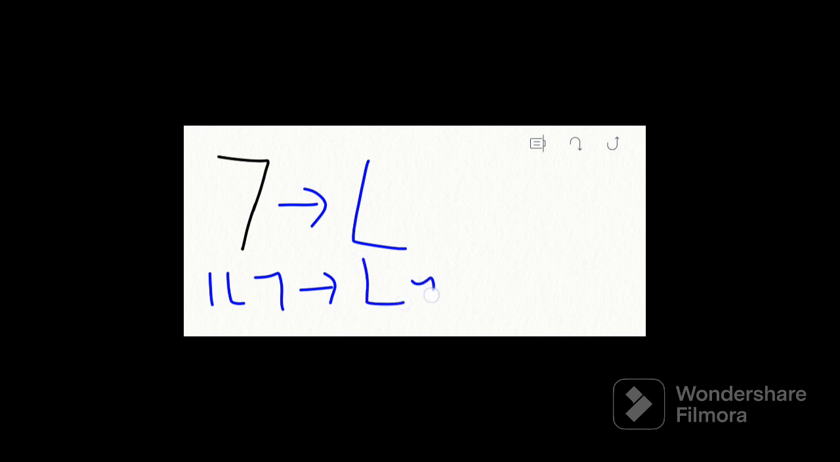And if we talk about interleukin 7, if we invert and rotate, it looks like L. So interleukin 7 is for lymphoid cell activation, and interleukin 3 is for myeloid cell activation.